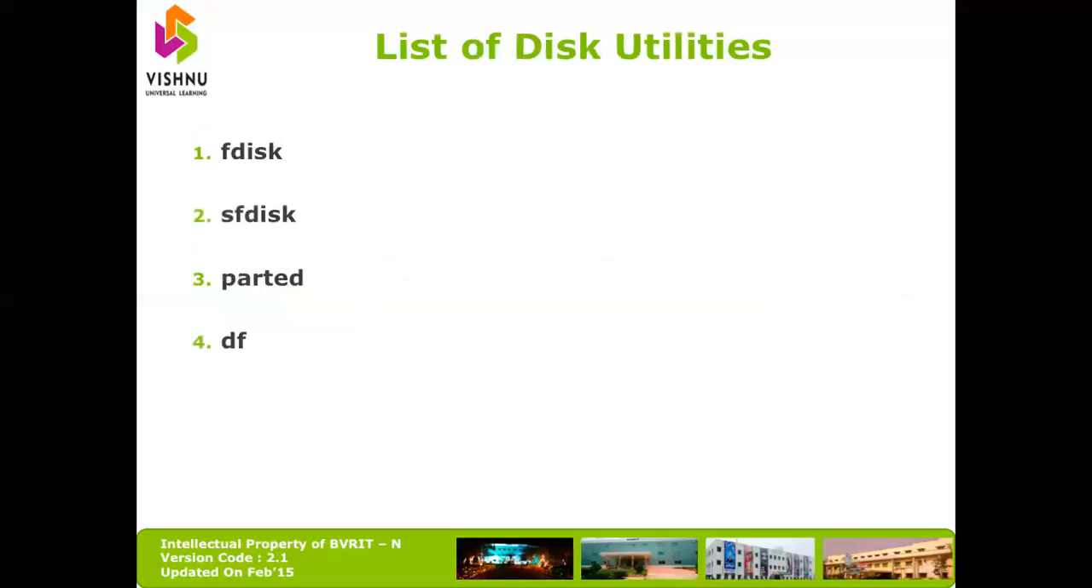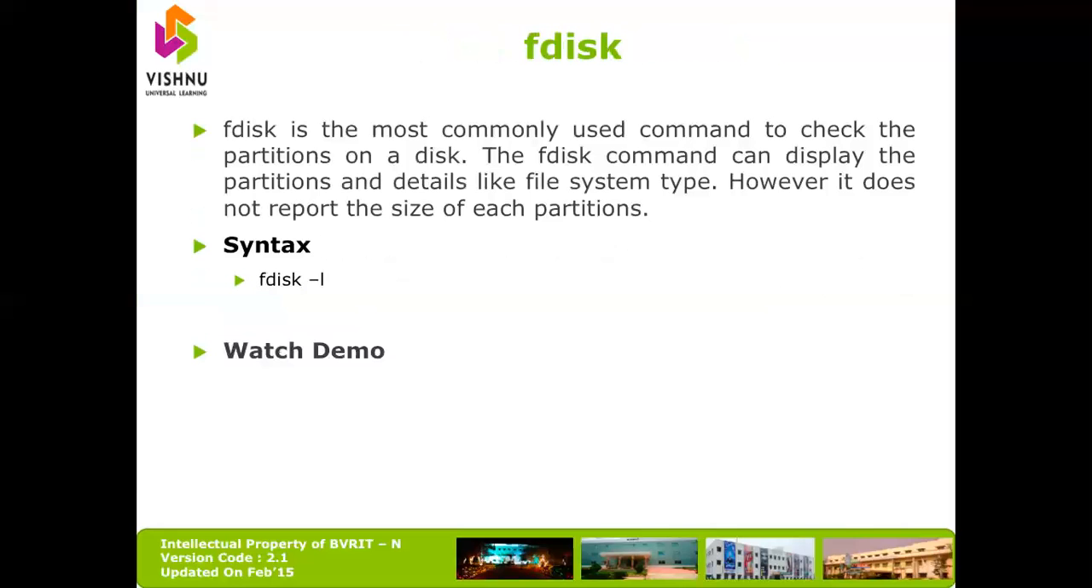We have got 4 commands listed over here. They are called fdisk, sfdisk, parted, and df. So let's go forward and start with the very first one, which is fdisk. Now fdisk is the most widely used and most popular command, which is helpful to check the partitions on a disk. The fdisk command will display what partitions you have inside your system and what file system you're actually using. However, it will not report the size of each partition. In order to do that, we have some other commands as well.